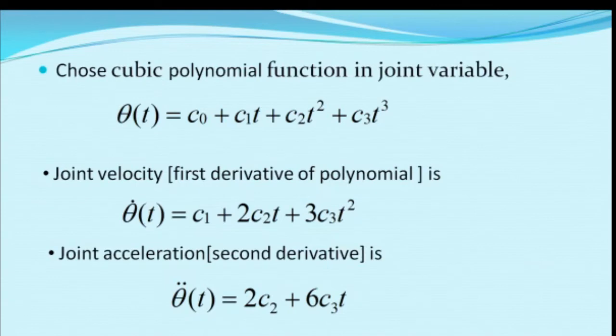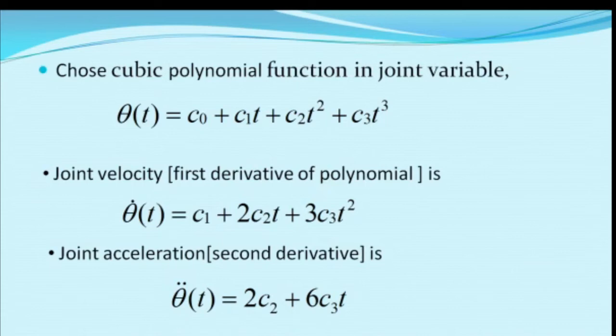Now I am doing planning in joint space, so the equation should be in terms of theta. So theta(t) is equal to, and which smooth function have I selected? A third order polynomial function. So here you have 4 unknowns, C0, C1, C2, C3, but you also have 4 initial conditions.